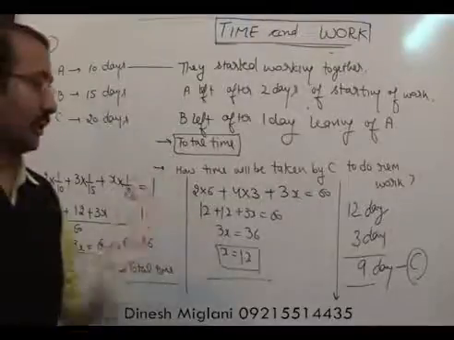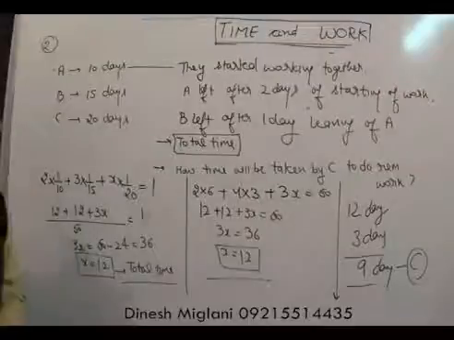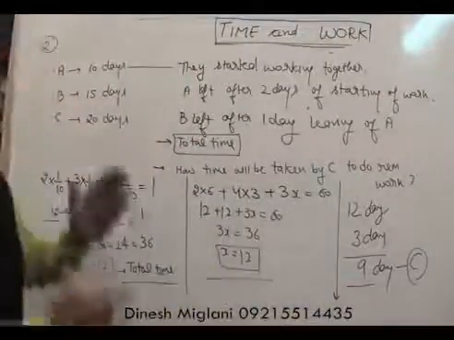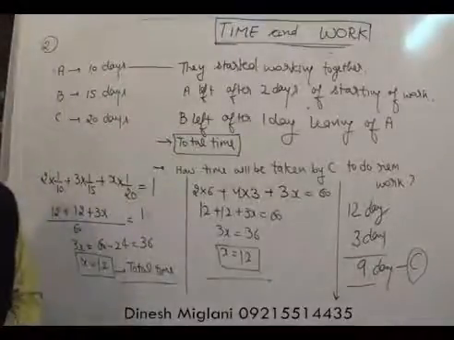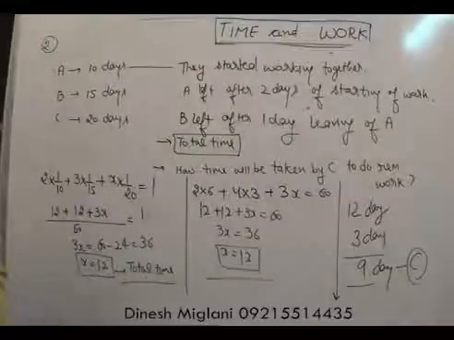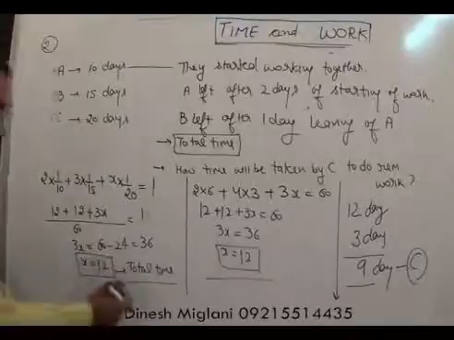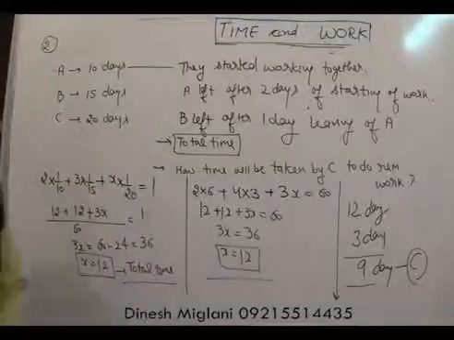So my second question is, how much time will be taken by C to do the remaining work? I can say the answer will be equal to 9 days. These are the 9 days in which C was working alone. I hope the point is clear to you. So that is also a way to understand the approach. Go with either this approach or that approach. In both you will find the same answer.